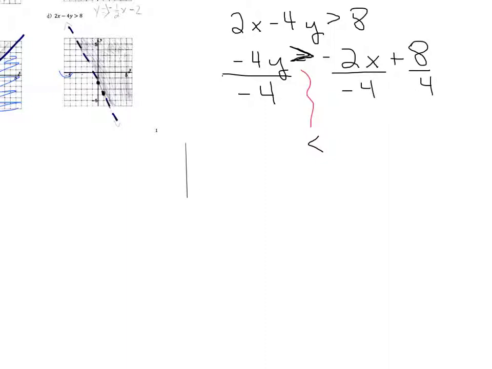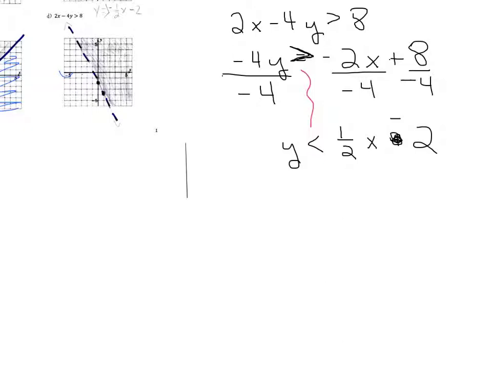So we're dividing everything by negative 4, and that gives us y is less than, and then negative 2 divided by negative 4 is a positive number, reduced to 1/2, and then 8 over 4 is 2. I didn't write my negative here, so this should be minus 2. So our boundary line is y equals 1/2 x minus 2.